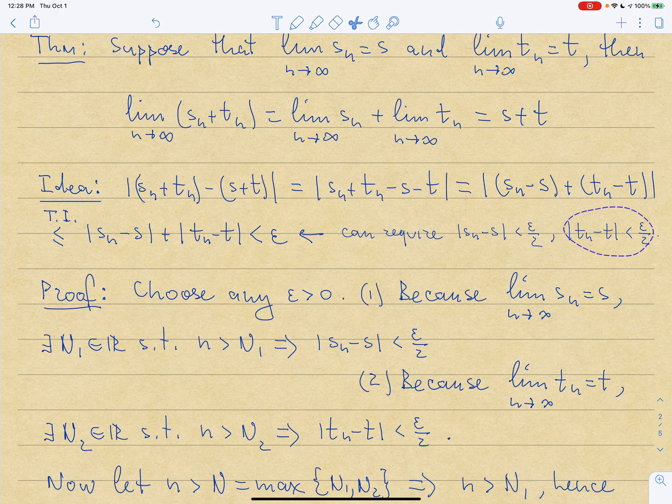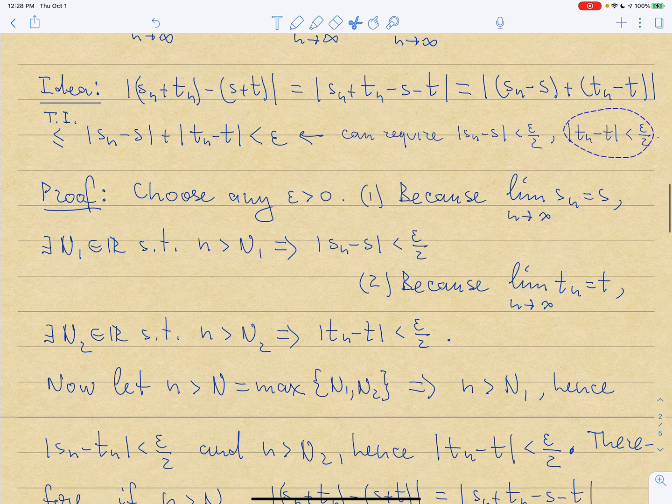So let's choose any epsilon greater than 0. And because the limit of Sn is equal to S, then by definition of a limit, we know that there exists capital N1, such that if n exceeds N1, then I can make Sn minus S less than whatever I want. In this case, I choose to make it less than epsilon over 2. Likewise, because Tn converges to T, there exists another number, capital N2, such that if n is bigger than N2, then Tn is closer to T than epsilon over 2, right? So 1 and 2 are just consequences of a definition of a limit for Sn and for Tn.